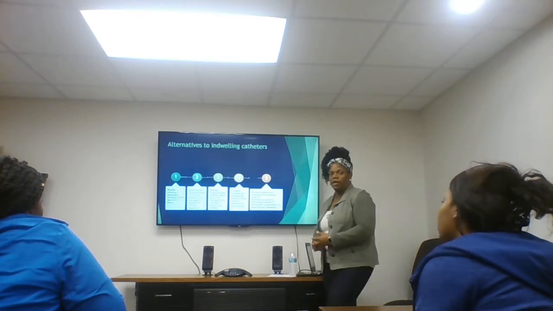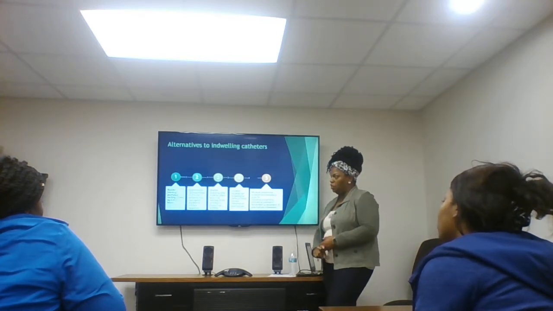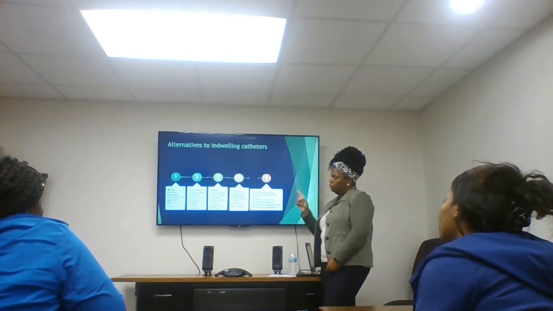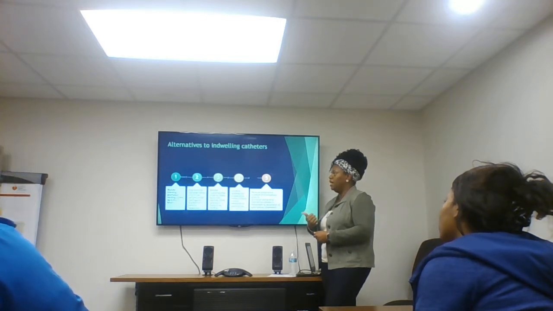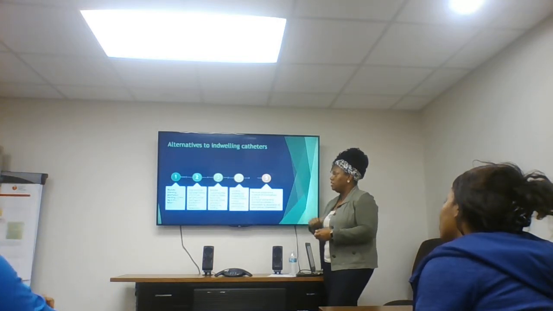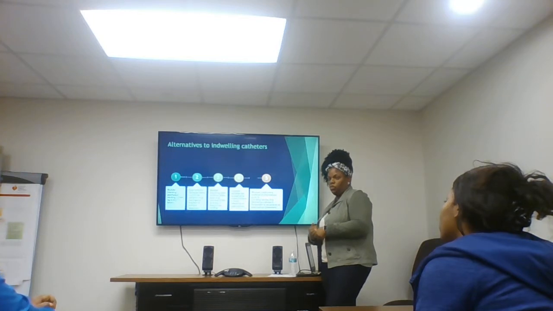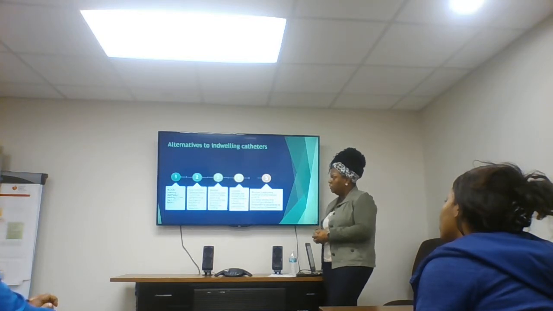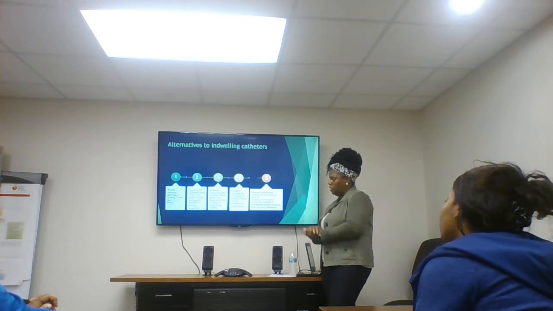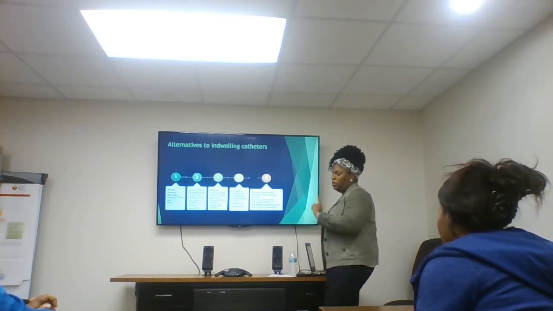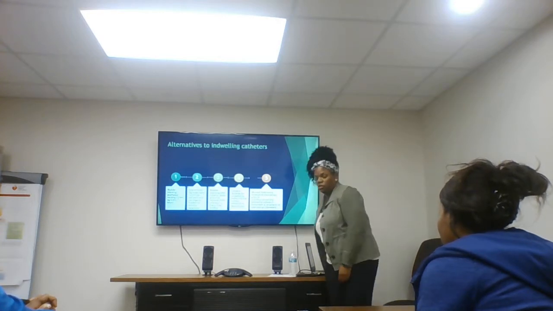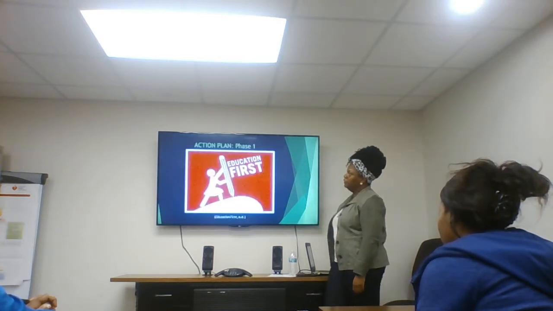Bladder training programs. You can toilet the patient every 2 hours. Intermittent cath, ICP. Patients with neurogenic bladder or urinary retention can be put on the ICP program. Bladder scanning to check for residual to make sure that the bladder is empty. Condom catheters for males to make sure that there's no urinary retention or obstruction. It is our job to make sure that we use every attempt at alternatives to using catheters.